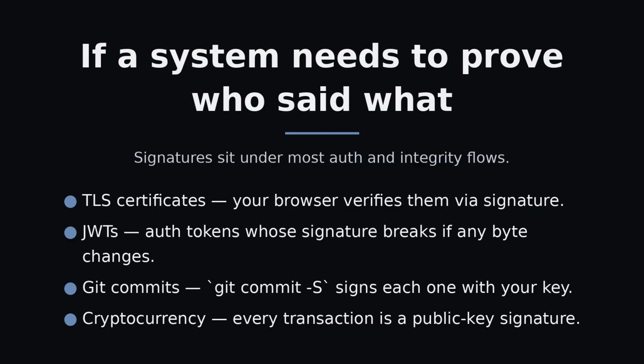Git commits can be signed with your GPG or SSH key, so anyone looking at the history can verify who actually wrote each commit. Every cryptocurrency transaction ever made is a signature. The blockchain is literally a public log of signatures plus the messages they signed.